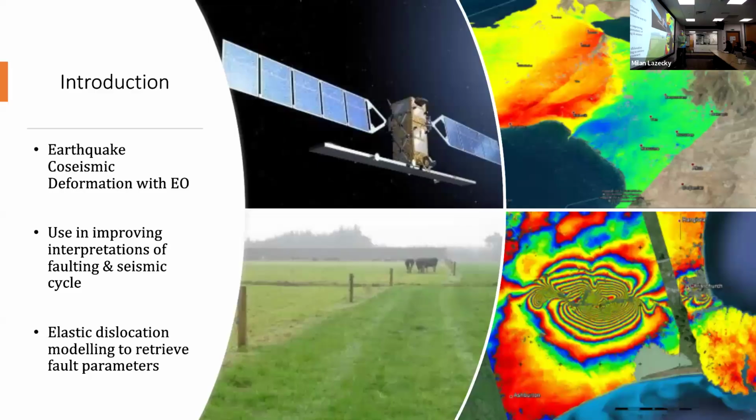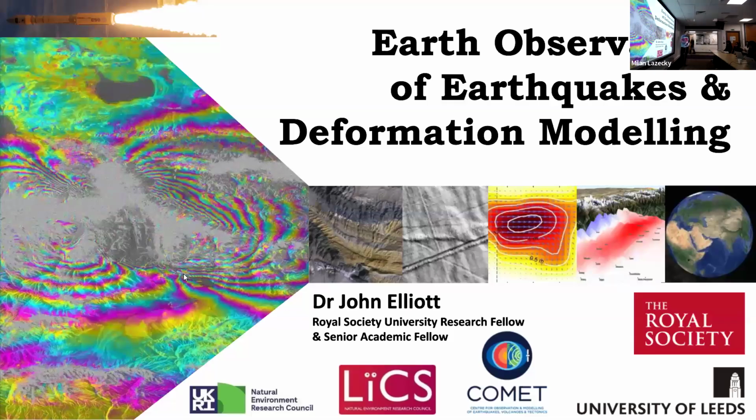So my name is, as Milan said, John Elliott. I'm one of the senior academic fellows here in the Earth Observation Group. I've spent quite a lot of years working on InSAR observations of earthquakes. That's what I did a lot of my early research on. So I'm going to show you some of those old classics that we've got, and more importantly, what we can learn about the world from interpreting the deformation patterns that you get from these kinds of geodetic observations.